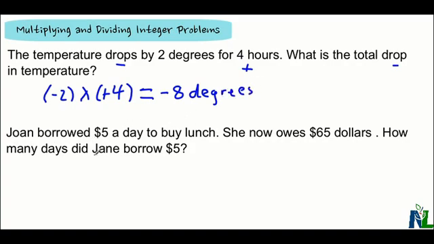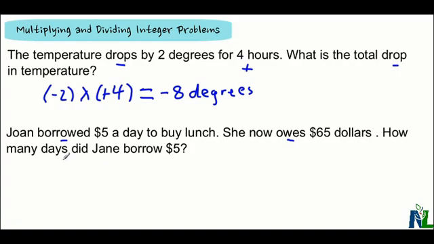Another case where integers come up is when we're dealing with money, right? When we borrow, you sometimes think about that as a negative. When you owe money, you think of that as a negative as well. When you're paid money, you think of that as being a positive. So here we're borrowing $5 a day to buy lunch. Joan is, and she now owes $65.